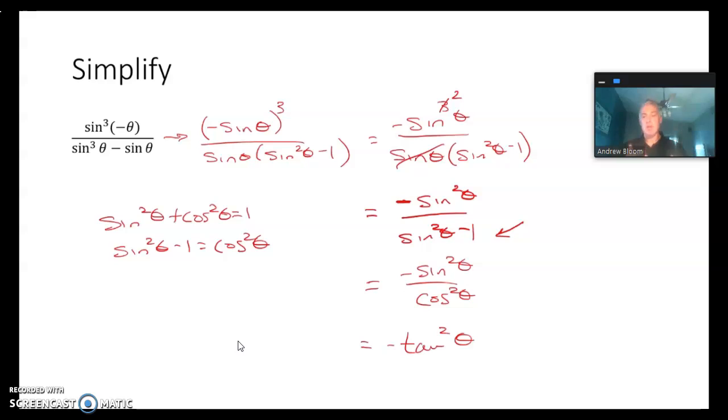Okay, so the more that flexibility of thought, the more that you're looking at things and trying to figure out what you can do that might help you to simplify, the easier this process becomes.